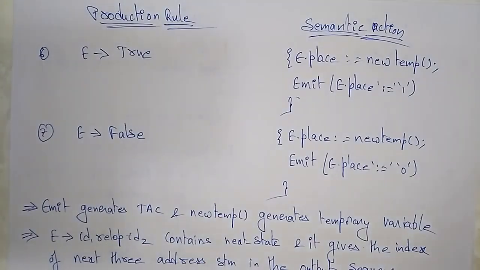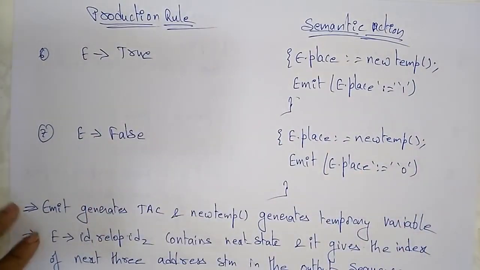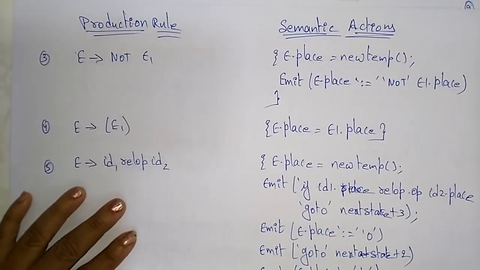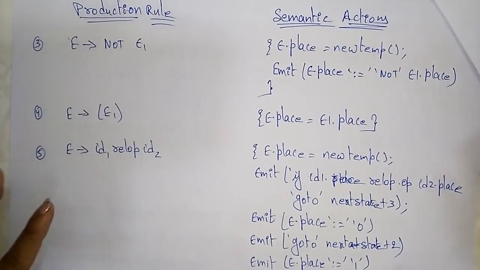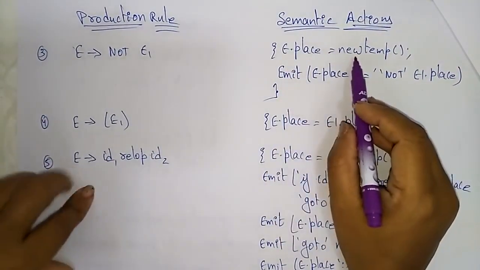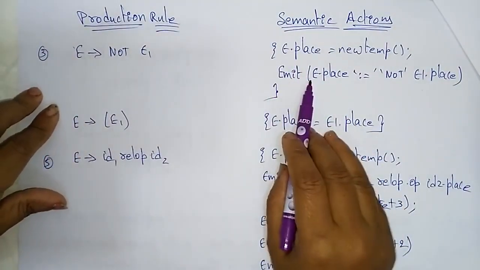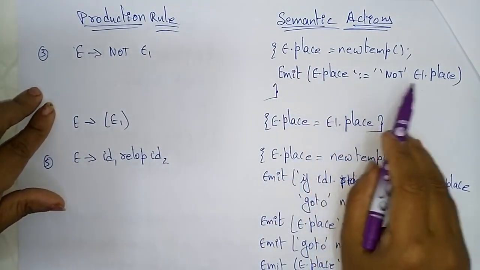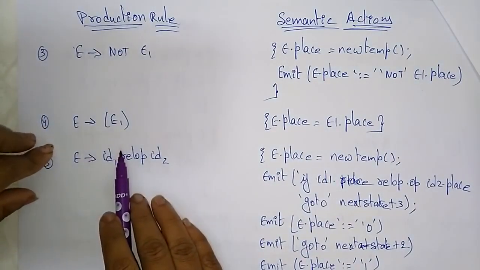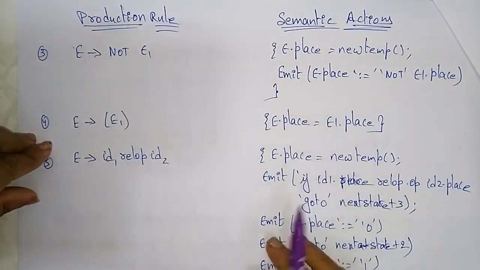And the third production. Sorry, let me take the third production: E derives not E1. For this also you have to take a temporary variable and place it in E dot place, and generate a 3 address code, that is E dot place is equal to not E1 dot place. Now E derives E within the parentheses. Just assign E1 dot place to E dot place.